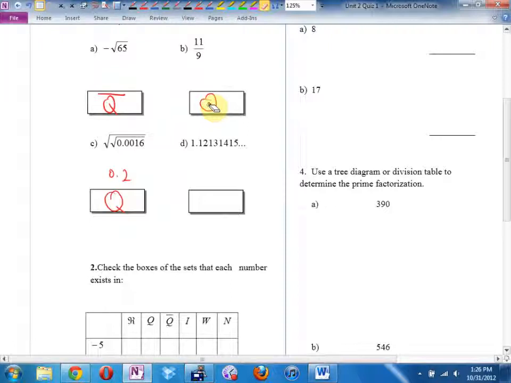D. Now, when I look at D, there's definitely a pattern. I see 1.12131415. What do you think comes next? I'm guessing 16171. But is there the same segment of numbers that's repeating? No, then this does not terminate. It doesn't repeat. It is irrational. Q bar.